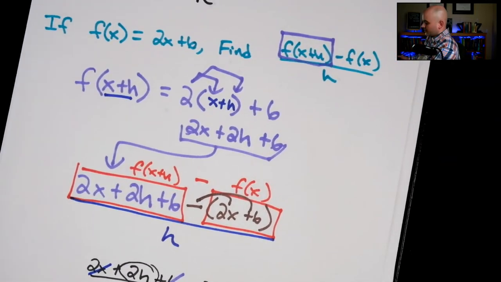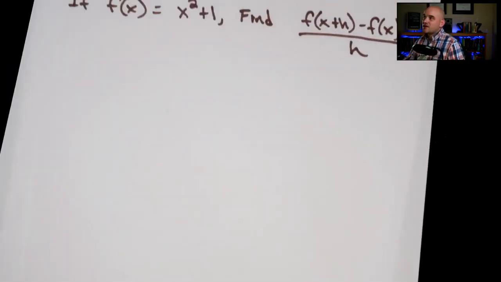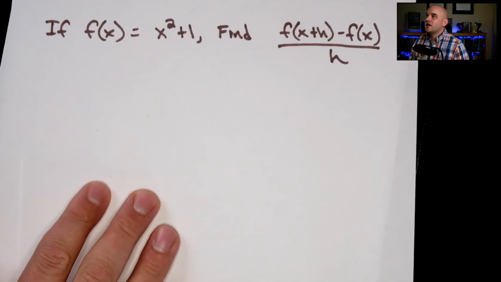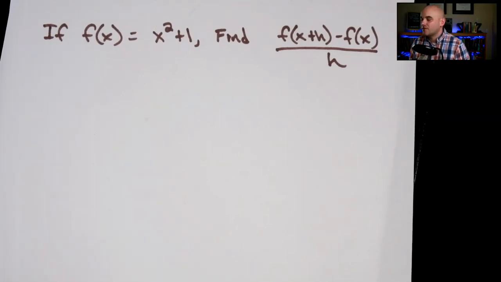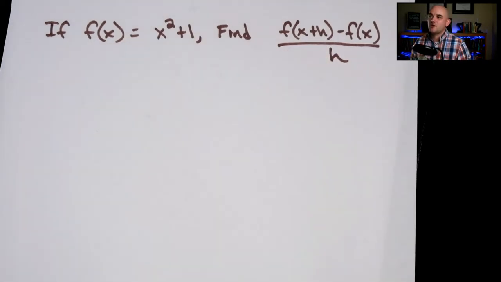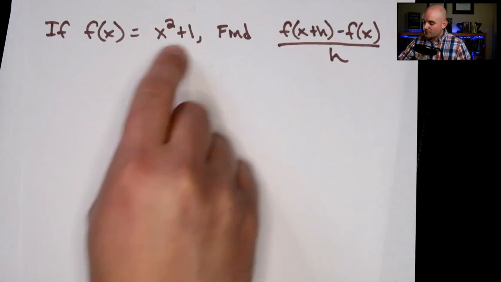Let's look at another example here. So this one says, if the f of x is equal to x squared plus 1, find the f of x plus h minus the f of x over h, or the difference quotient there. Pause the video, give that one a try. So it's always this same thing here when we're talking about the difference quotient, but your function will change.